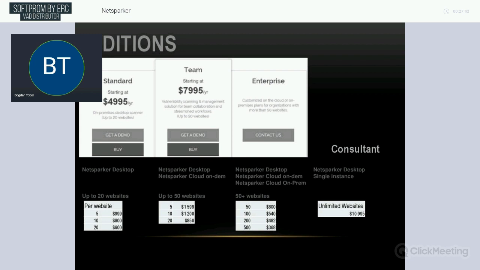For special companies, especially our partners working as consultants, penetration testers, and analytical agencies, we have a special edition named Netsparker Consultant, a single-user Netsparker desktop, but for unlimited websites within a 1-year subscription.